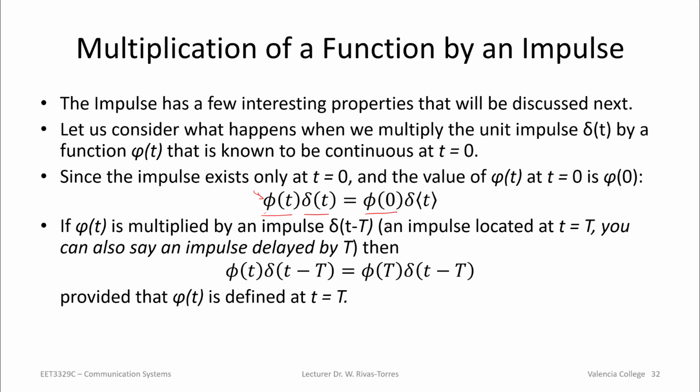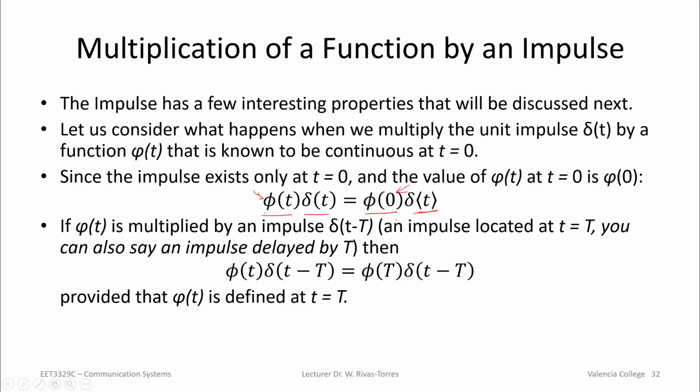Because I know that this multiplication outside of t equals zero, this function anywhere outside of t equals zero is going to be zero. That's the impulse function. And as such, I only care about phi at zero, because everywhere else this multiplication is going to be zero.